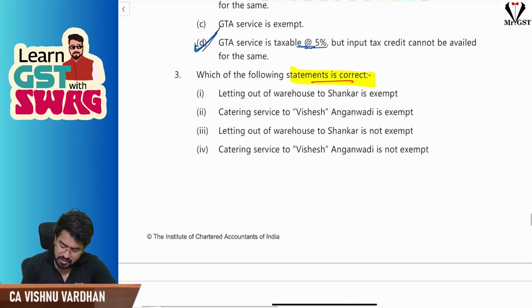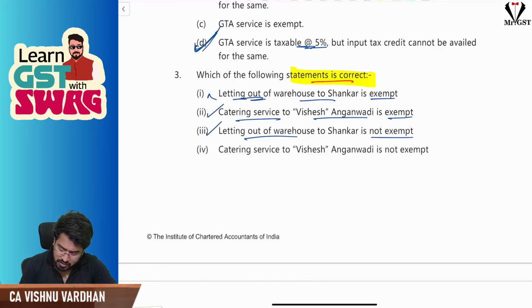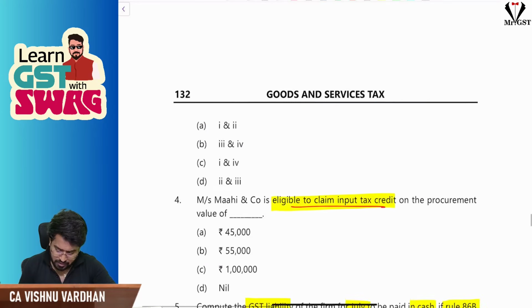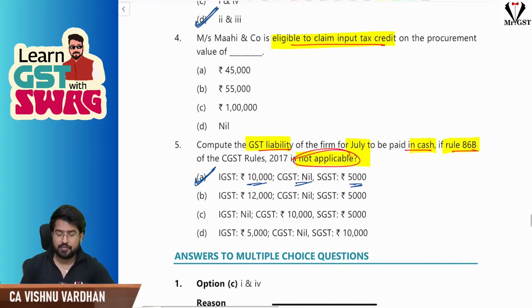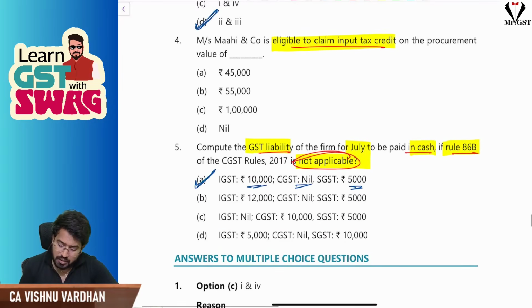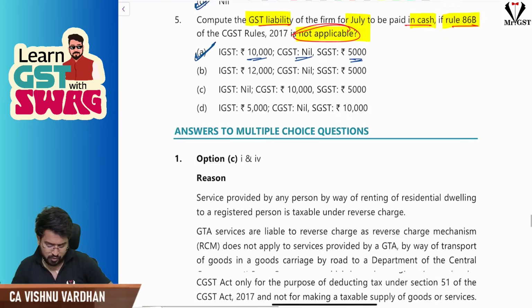Which of the statement is correct? Letting out of warehouse to Shankar is exempt. Sorry, wrong. Catering service exempt. Correct. Letting out service to Shankar is not exempt. Correct. Catering service is not exempt. Wrong. So 2 and 3 are correct here. Okay. Fine. Next, eligible ITC. You have seen both this 45,000 and 55,000 are not eligible for ITC. So answer is nil. So that is what this case study.